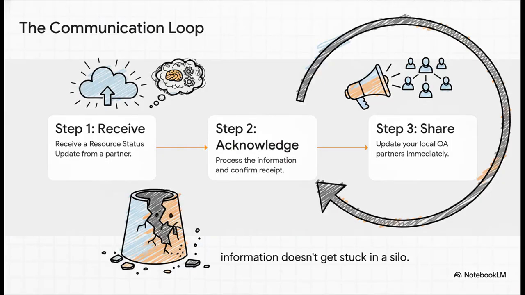This breaks down that cycle perfectly. It's a simple 3-step dance. Step 1, you get an update. Step 2, you process it, acknowledge it, and figure out what it means. And Step 3, you immediately turn around and share that info with your local partners. This simple loop is what prevents critical intelligence from getting stuck in a silo.